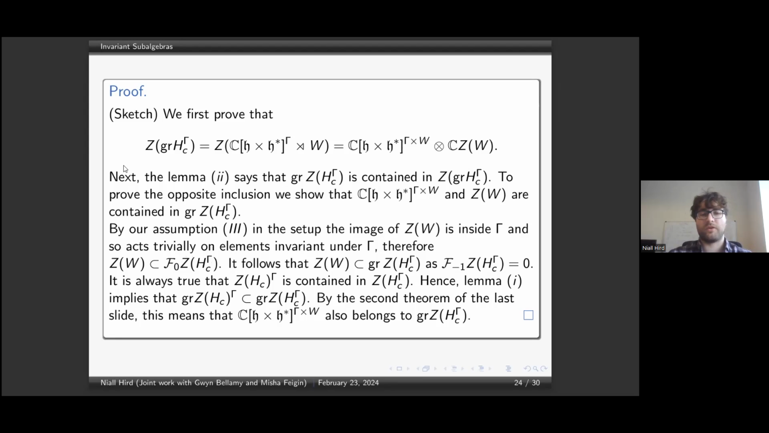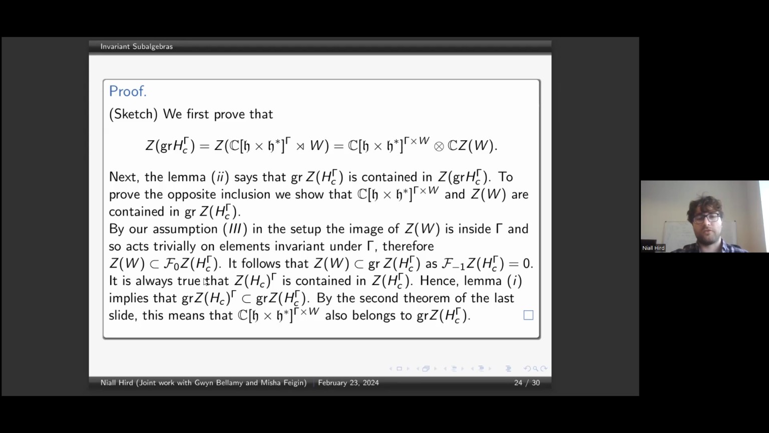So that means the center of the group is also inside the associated graded. So how do you see that? Well, it's in the 0th component here. The minus 1th component is just the element 0. So in the associated graded, we've got this quotient by 0. That's going to change nothing. So the center of the group is inside the associated graded.